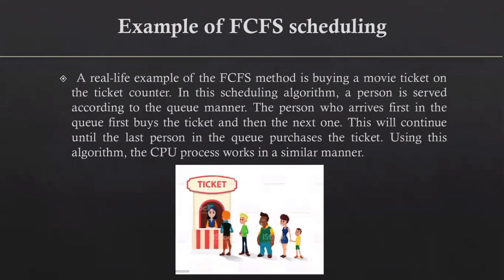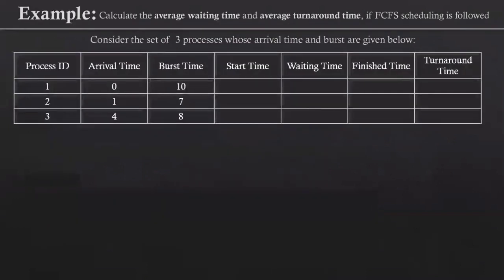Example of FCFS scheduling. A real-life example of the first-come, first-served method is buying a movie ticket on a ticket counter. In this scheduling algorithm, a person is served according to the queue manner. The person who arrives first in the queue first buys the ticket and then the next one. This will continue until the last person in the queue purchases the ticket. Using this algorithm, the CPU process works in a similar manner.